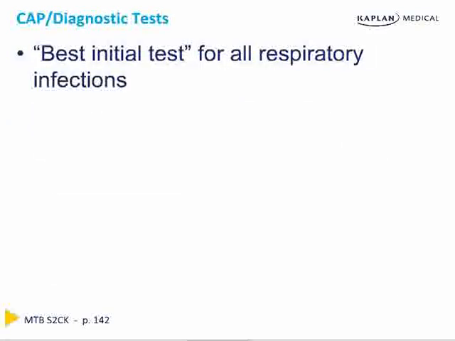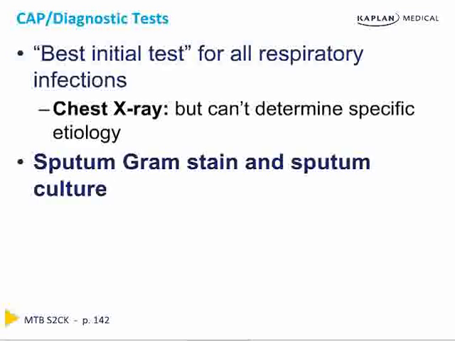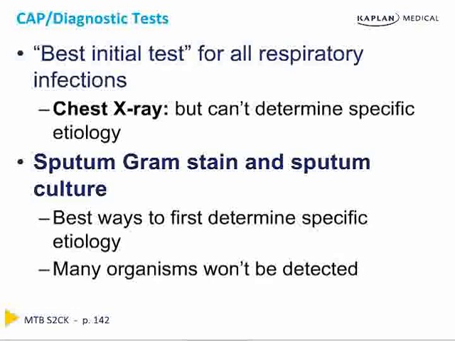In terms of diagnostic tests, the best initial test for all respiratory infections is going to be a chest X-ray. However, this is not very helpful in determining a specific etiology. For that, you need sputum gram stain and sputum culture. The best way to determine the specific etiology is to grow the bug itself. However, many organisms cannot be detected in this method, and therefore other diagnostics are often needed.